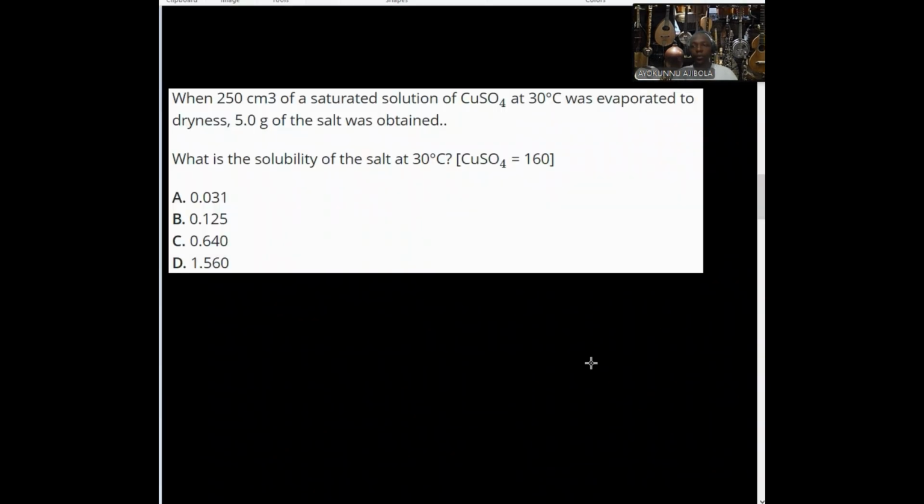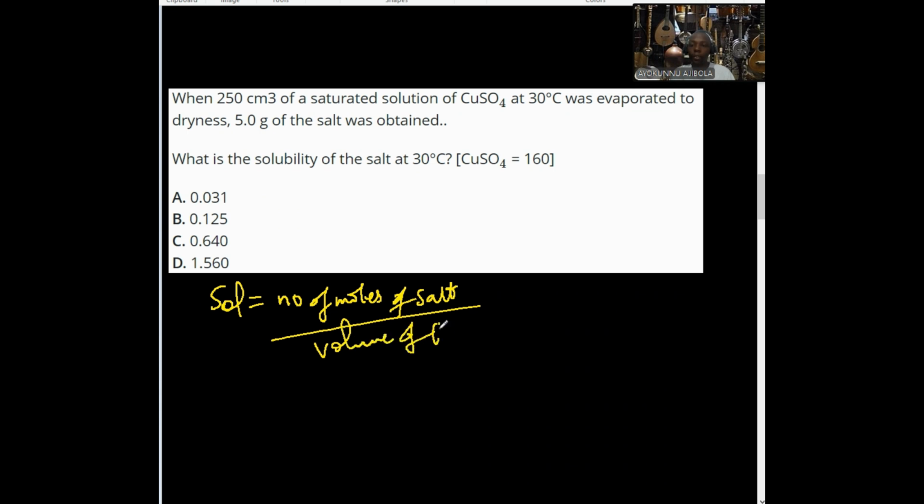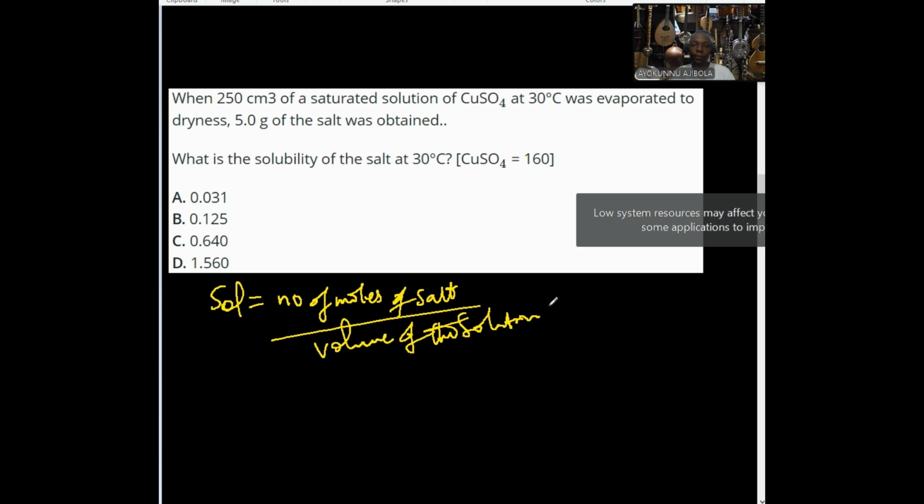So the question says, when 250 cm cube of a saturated solution of copper sulfate at 30 degrees C was evaporated to dryness, 5.0 gram of the salt was obtained. What is the solubility of the salt at 30 degrees C? Given that the molar mass of copper sulfate is 160. What we need to know is that the solubility of salt will be the number of moles of the salt over the volume of the solution.